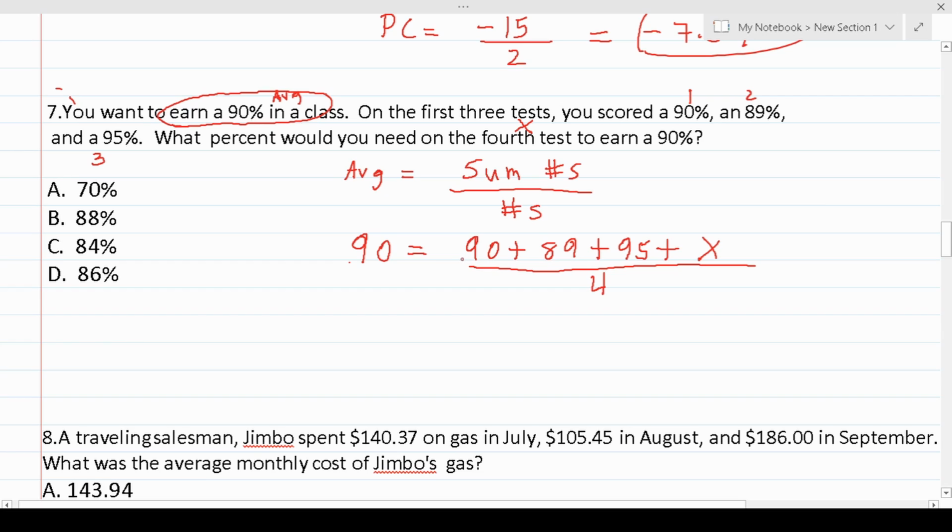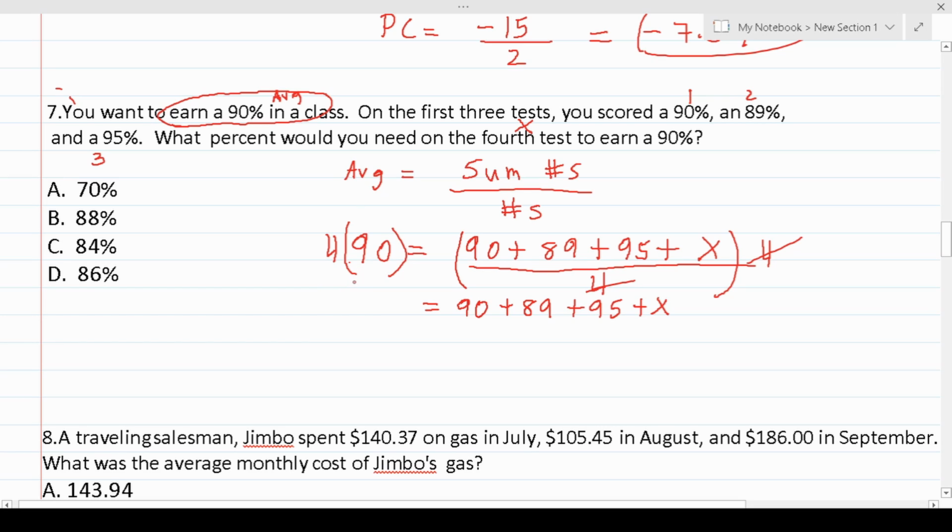And the first thing I'm going to do is get rid of this 4 in the denominator by multiplying both sides by 4. This crosses out over here, leaving you with just 90 plus 89 plus 95 plus X. 9 times 4 is 36.